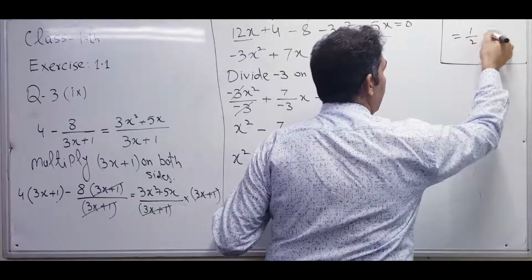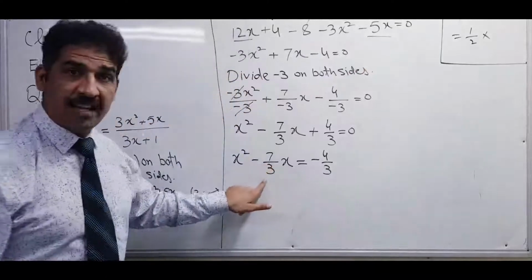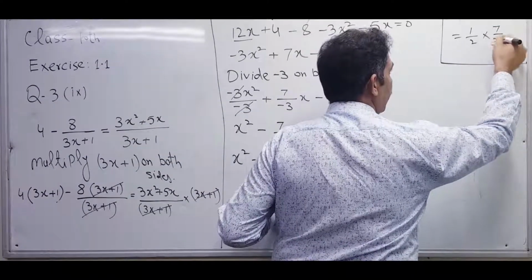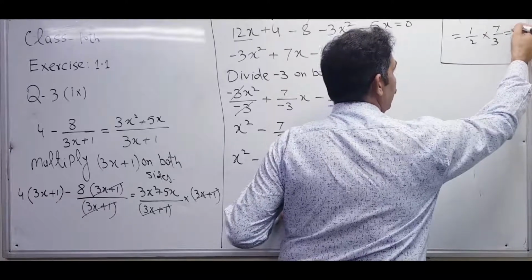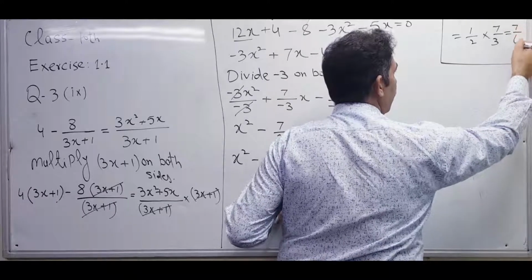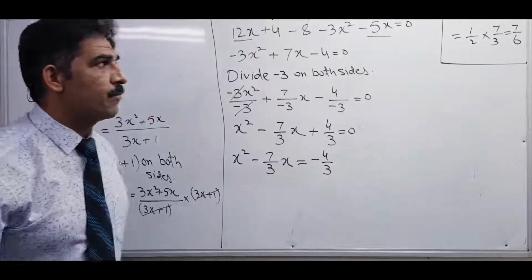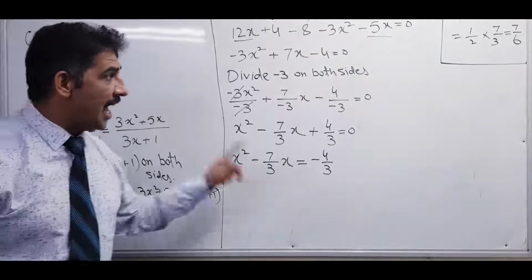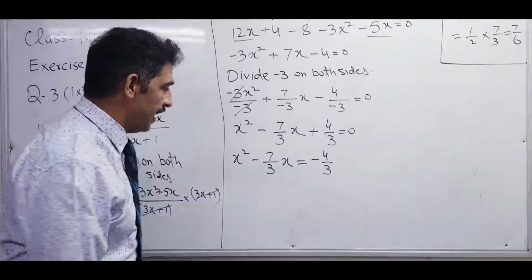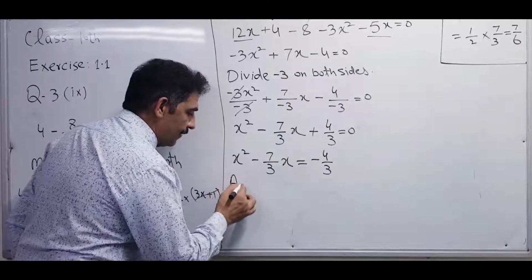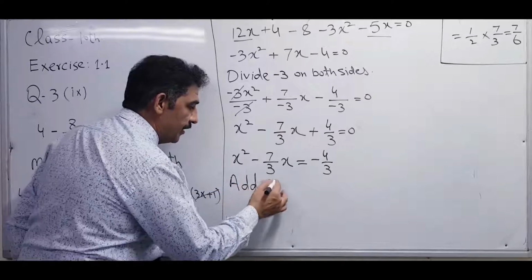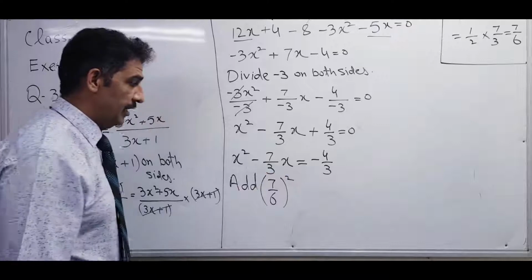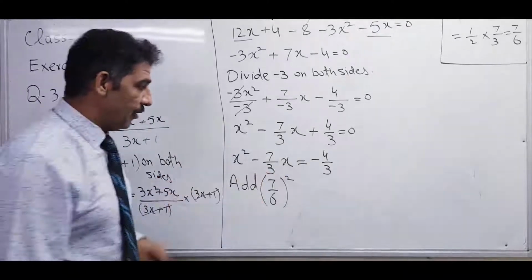Half multiplied by 7 over 3. Not cancelling, so 7 over 6. But we will do that, 7 over 6. Add its square on both sides. Add 7 over 6 square. That is the half of that one, on both sides.